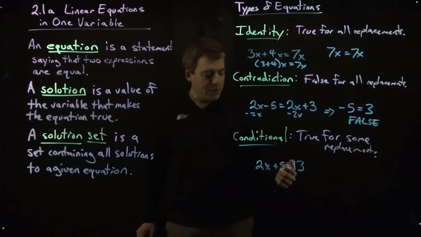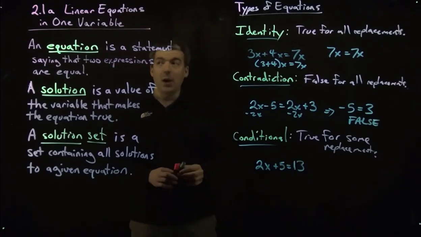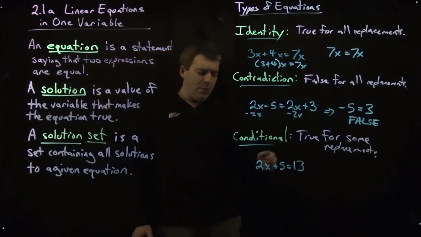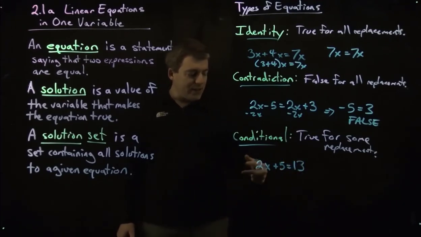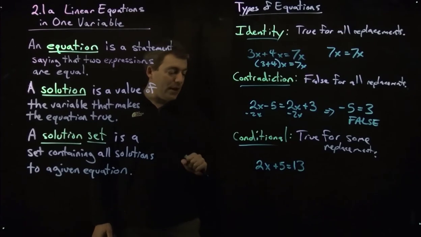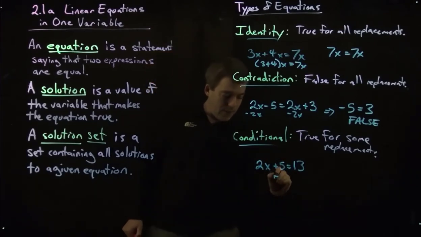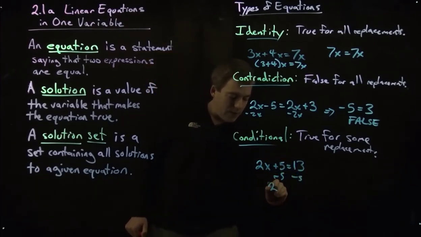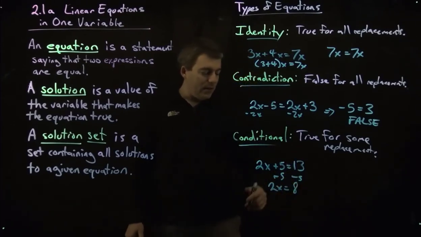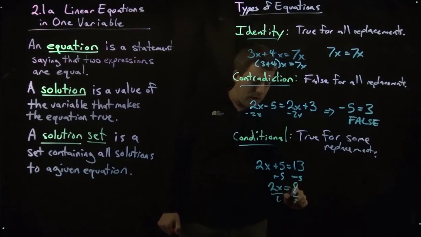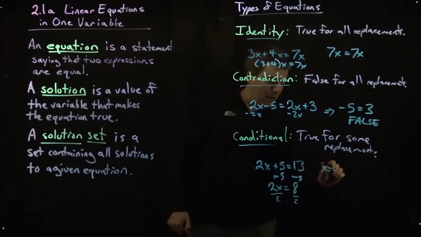So here we have 2x plus 5 equals 13. This is an example of a linear equation. And we'll do a bunch more examples after this, but we can find a value of x that solves this equation. You might be able to see one right now. We can find that by subtracting 5. So we've got 2x equals, and then 13 minus 5 is 8. And then we can divide both sides by 2. So we have x equals 4.